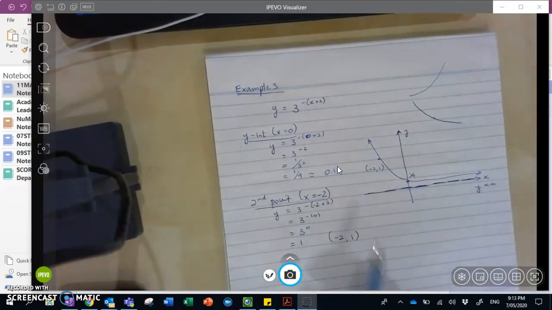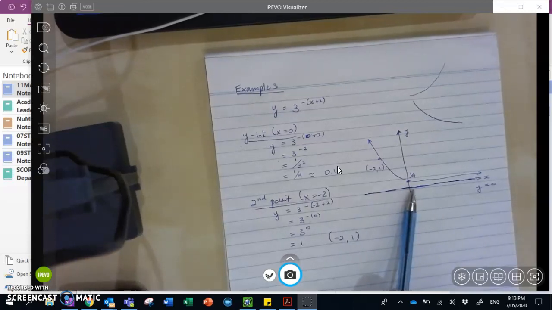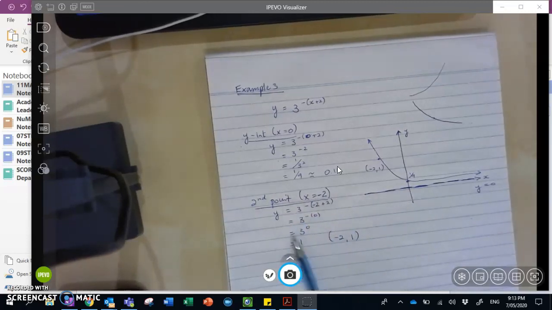Okay, so just a reminder, locate the asymptote, locate the y-intercept, and if it's available, locate the x-intercept too. But in the absence of an x-intercept, locate some second point.